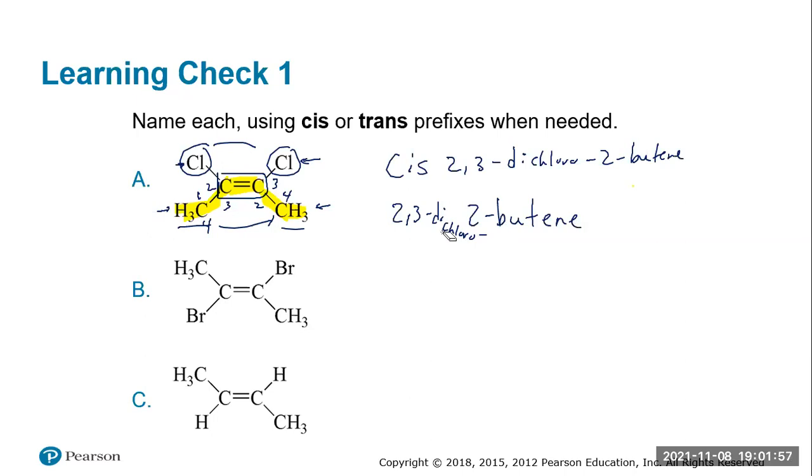Now, I will say that sometimes when people see it drawn like this with cis or trans, they kind of just focus in on this and don't really find the longest carbon chain. So especially if it's drawn cis or trans, you want to make sure you do find that longest carbon chain and name it accordingly. Any questions on anything we talked about here today? All right, we will lay it up.